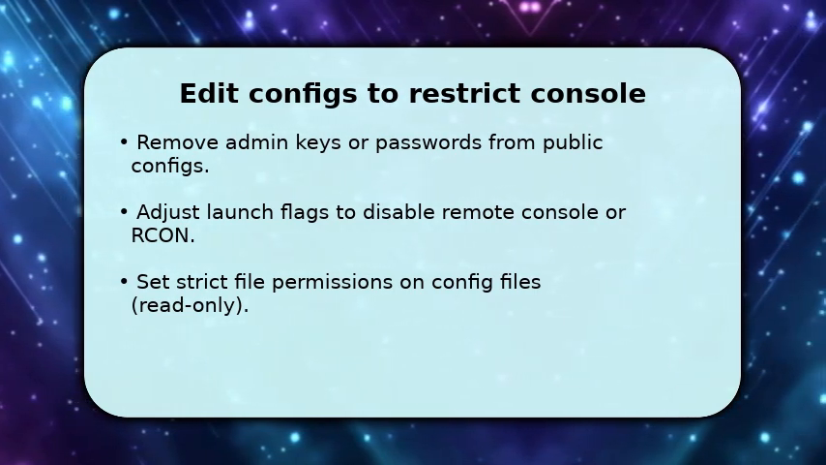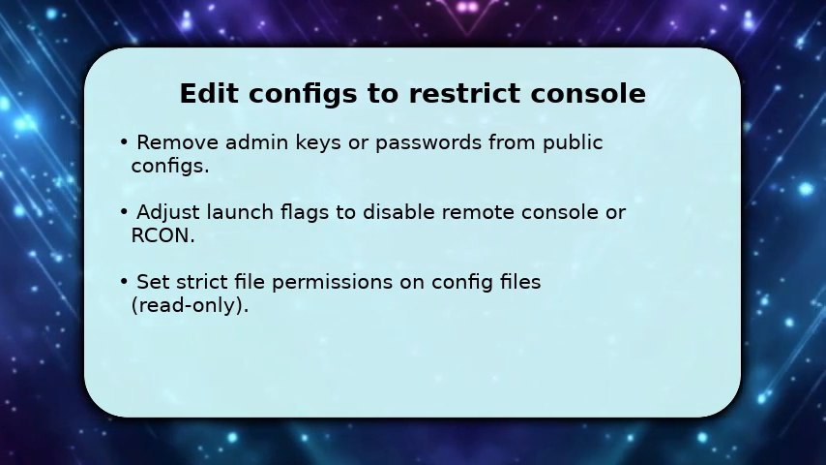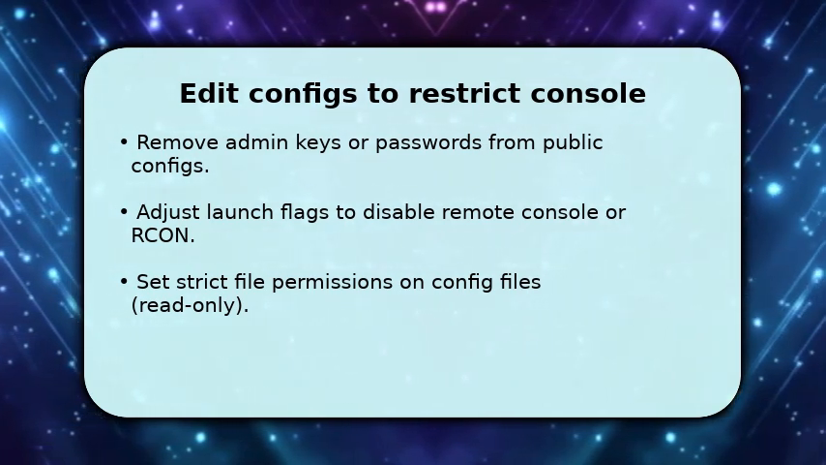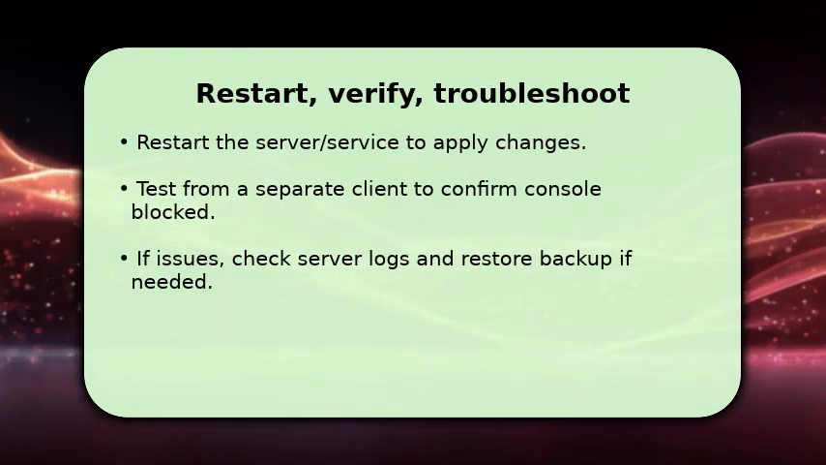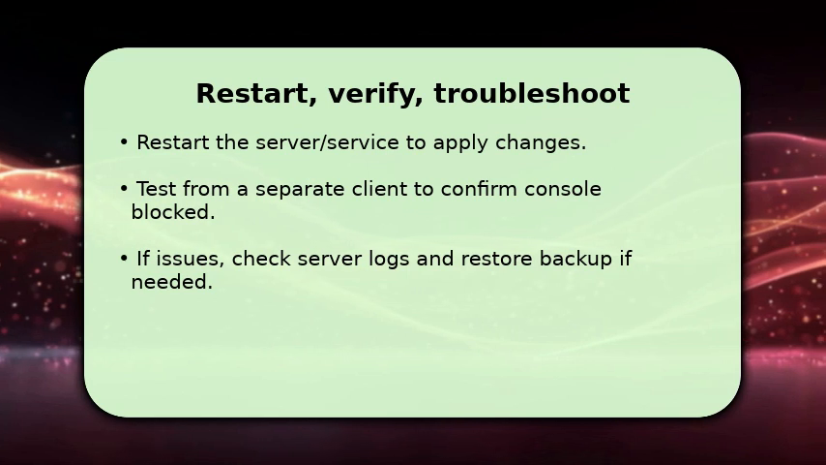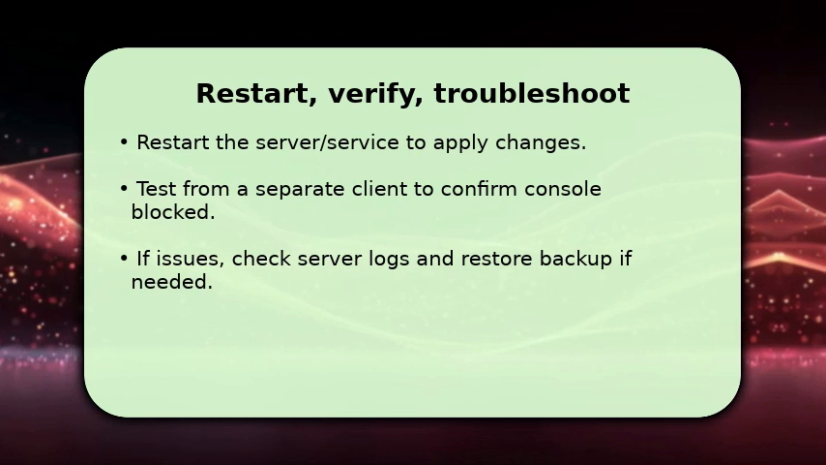Make incremental saves and note each change so you can reverse if a service misbehaves. Finally, restart the Arc Ascended server so configuration changes take effect. After reboot, connect from a non-admin client and attempt to open or execute console commands to verify restrictions are active.